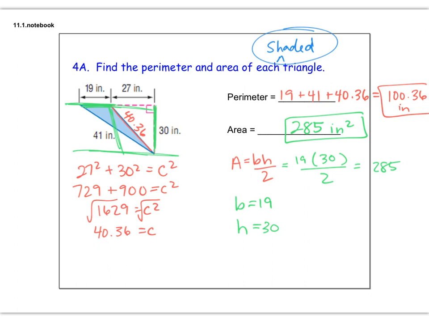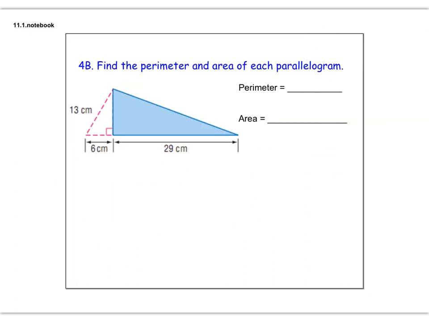Great, let's try the next one. We need to find the perimeter and area of the triangle. Sorry about that typo. So we're talking about the shaded triangle. Again, it's always going to be the shaded triangle, even if they don't say that. So we need to find two missing lengths. Let's start with this one over here.